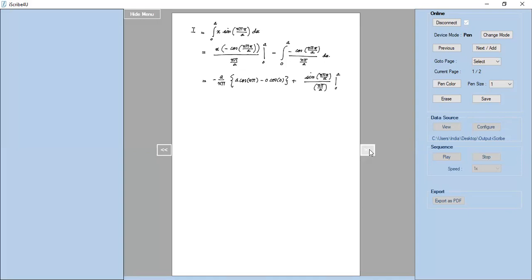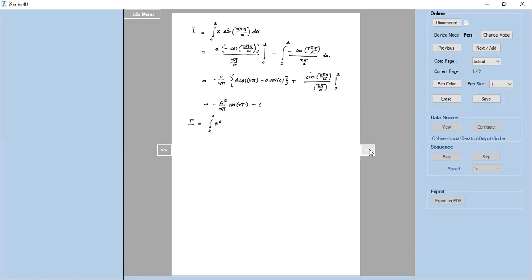I'm sorry. So what do you get now? You'll get minus a square by n pi cos of n pi plus 0. Right? So this is essentially our first integral. Let's see what we get for the second integral. You'll have the integral from 0 to a.